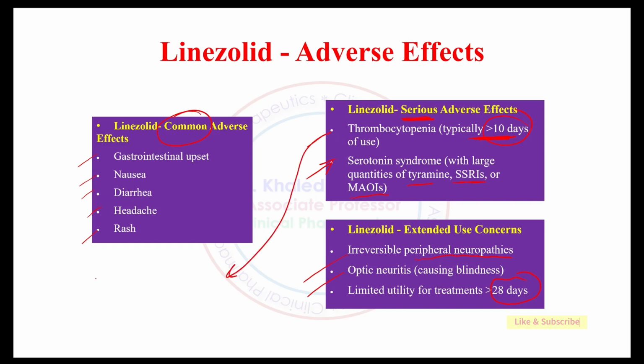Thrombocytopenia means a decreased number of platelets. The patient may also suffer from serotonin syndrome when linezolid is combined with an SSRI or monoamine oxidase inhibitor. If used long term, like more than 28 days, there is a risk of neuropathy such as peripheral neuropathy or optic neuritis.